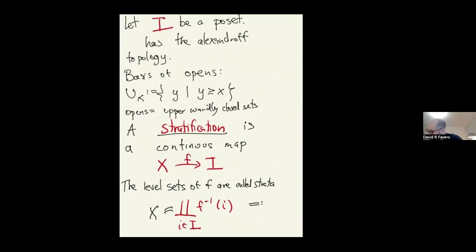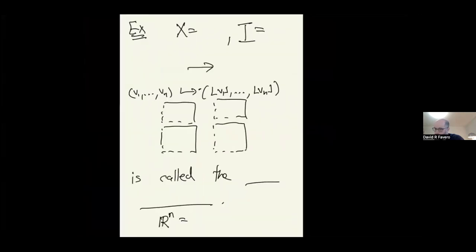And so we'll call these level sets S_i. These are the strata. And so making this a poset has something to do with how these strata interact. Okay, so let me explain in an example.